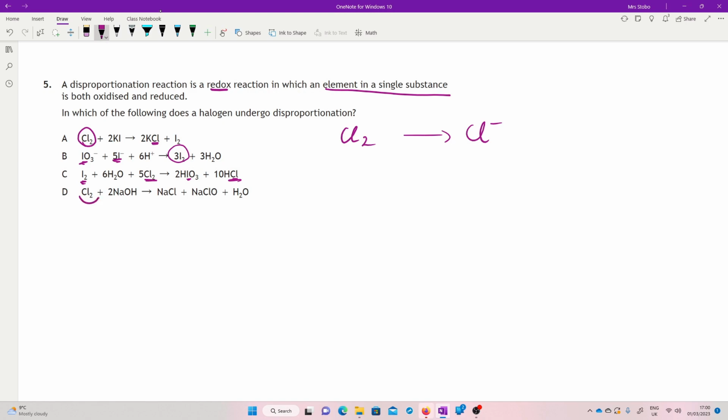Okay, if you look at the last one, however, here's my halogen. It ends up in NaCl, and it ends up in NaClO. So we've got two different things that have happened to the chlorine. That's the only one that makes sense. If you do it by elimination, it's probably as easy as trying to actually calculate what's going on inside the NaClO. Okay.